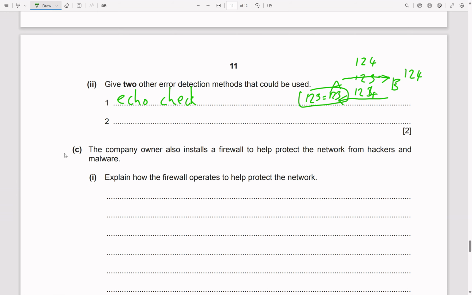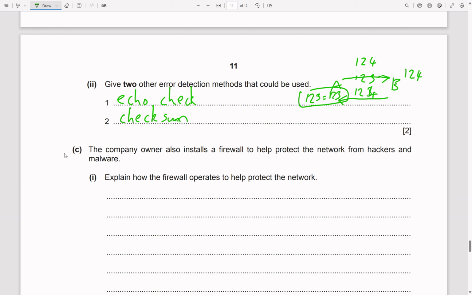So, an echo check, and then I think we can also just say checksum. A checksum is where it calculates, using some algorithm based on the data, a hash value or a digest. And then the receiver will check to make sure that the digest matches the digest that A sent.